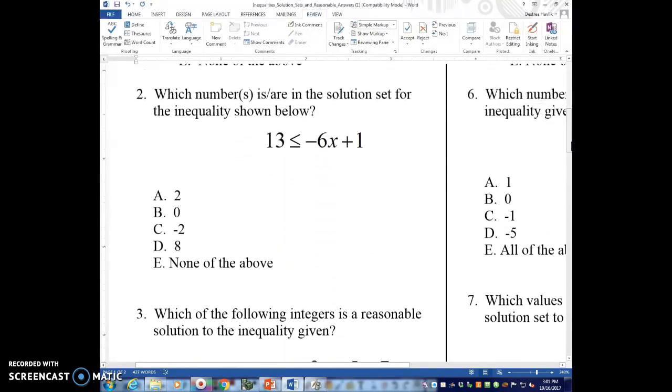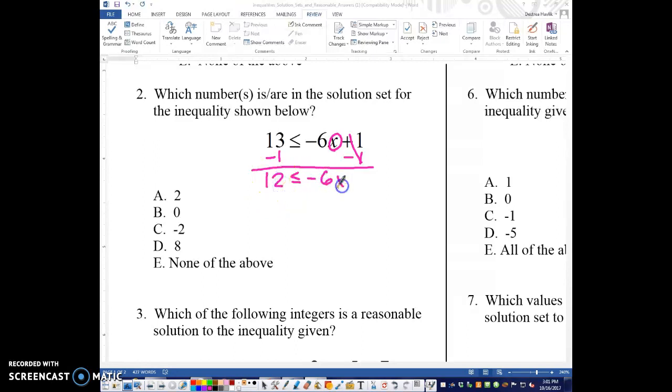Problem number 2. Problem number 2 says, which inequality is/are in the solution set for the inequality shown below? So remember, we're trying to get the x by itself. First thing we need to do is what? Subtract this 1. Okay, so this symbol stays the same. 13 minus 1 is 12 minus 6x.